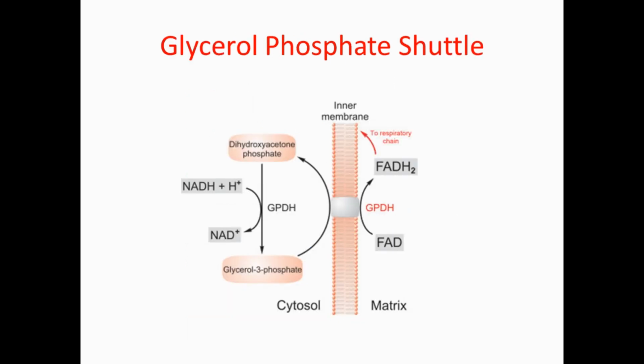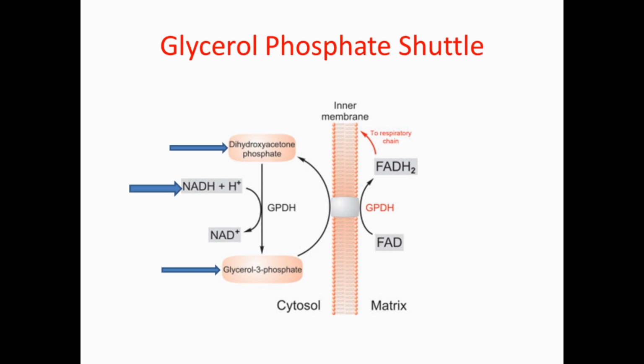Apart from the malate shuttle, we have another shuttle which is called the glycerol phosphate shuttle. In this shuttle, it will also transfer NADH into the mitochondria, but not exactly transferred, it will convert into FADH2. Let's see how. In this shuttle, dihydroxyacetone phosphate will convert into glycerol 3-phosphate, and in this process, it will convert NADH into NAD+, and that glycerol 3-phosphate will convert back into dihydroxyacetone phosphate with the help of the glycerol phosphate dehydrogenase enzyme, and that enzyme is embedded in the inner membrane of the mitochondria.